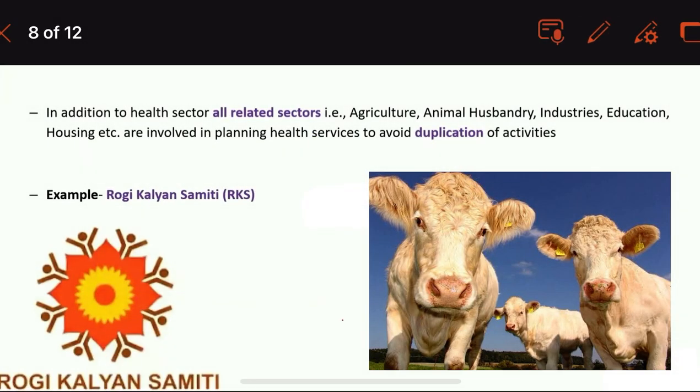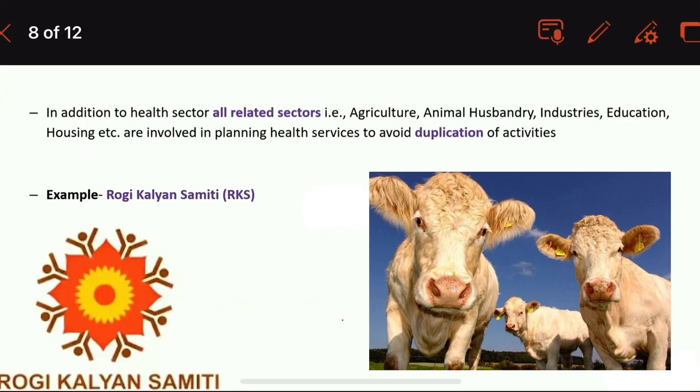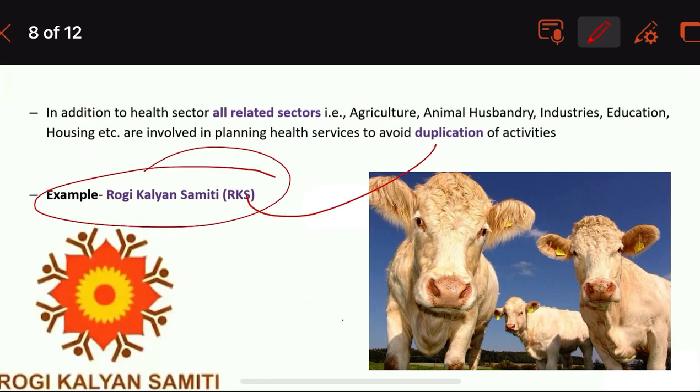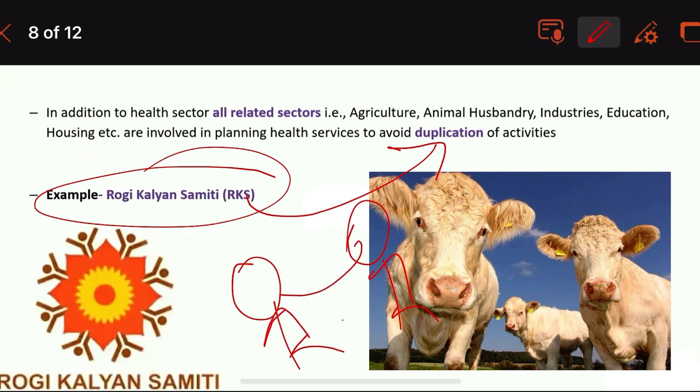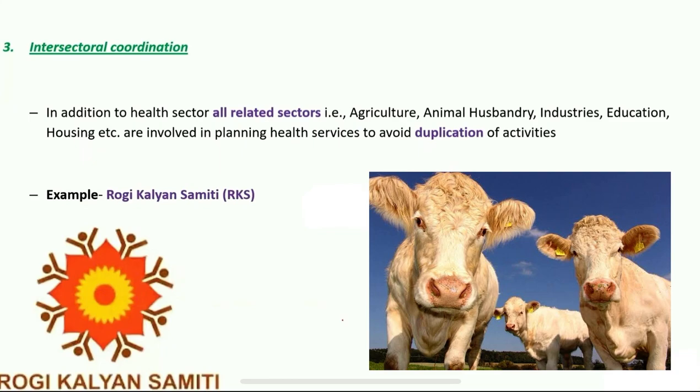Okay, clear guys? This is all about the intersectorial coordination. Also, we have an example of Rogi Kalyan Samiti, where the school principal, the health worker, and those heads will join together, and they will have an intersectorial coordination to avoid the duplication of the services. The main goal of Rogi Kalyan Samiti is to avoid the duplication of the activities. These workers will work together and they will avoid the duplication of the services. This was all about the intersectorial coordination. Clear, guys?